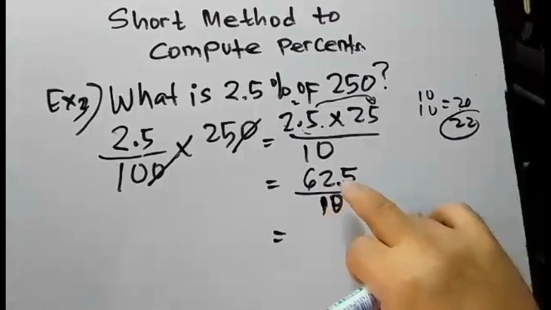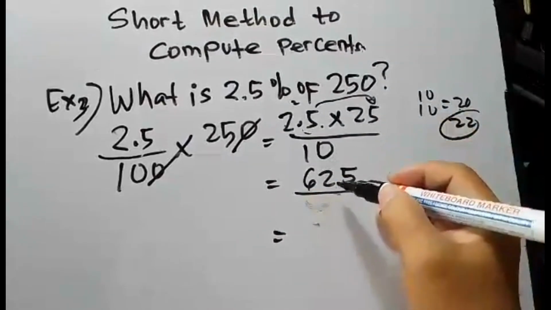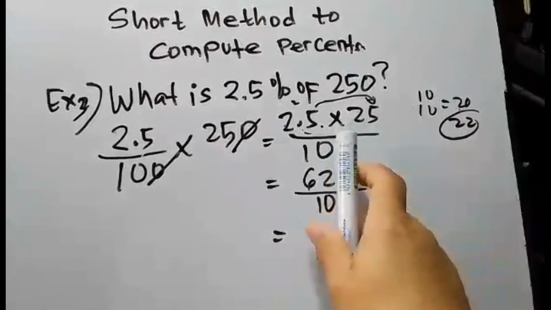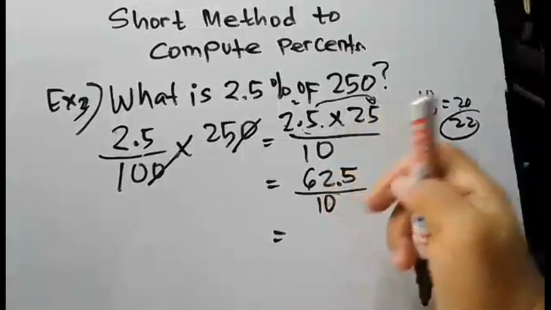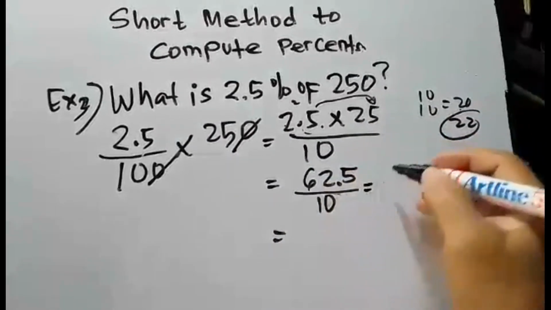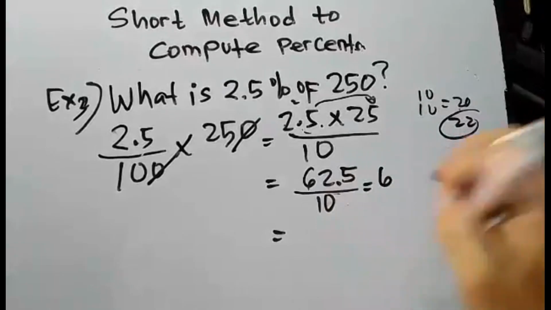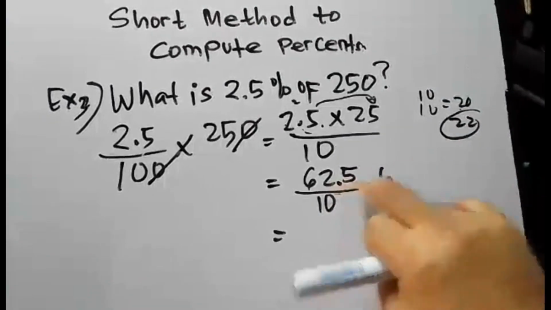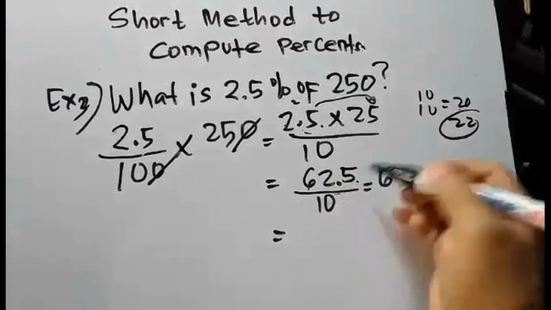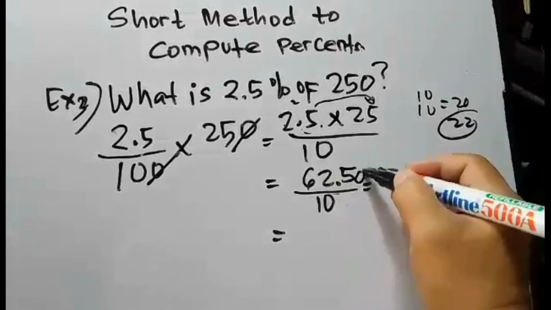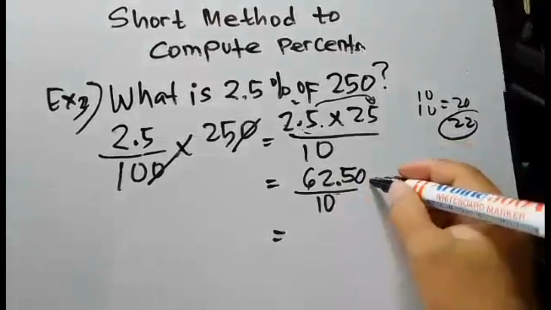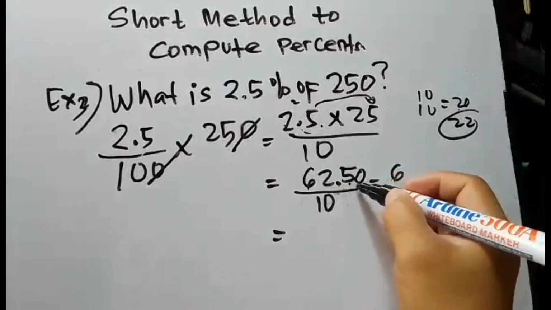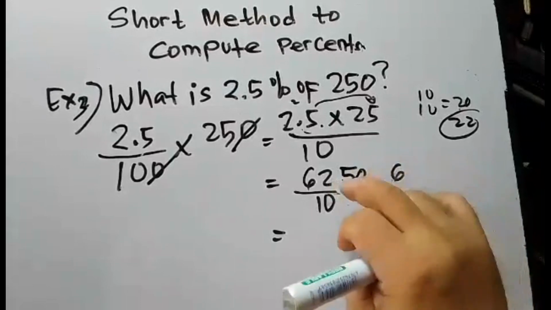Divide pa natin siya. 62.5 divide 10. Ngayon, 2 by 2, ito unahin, then ito naman sa kabila. So, 62 divided sa 10 ay 6. Then, 2.5 divide 10. So, hindi pwede, i-move natin yung decimal point dito. Mag-add tayo ng 0. Ayusin na natin. Add tayo ng 0, i-move natin yung decimal point, 1, 2. Dito yung decimal point, wala na siya.